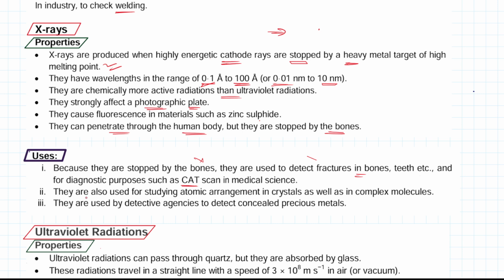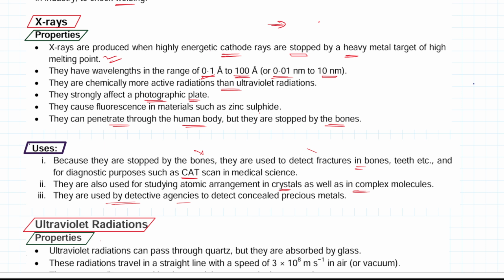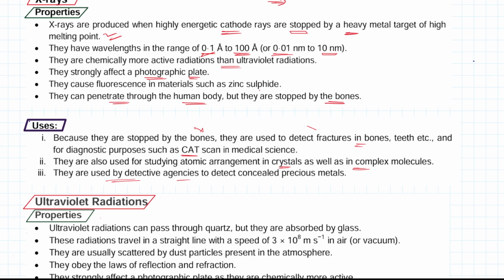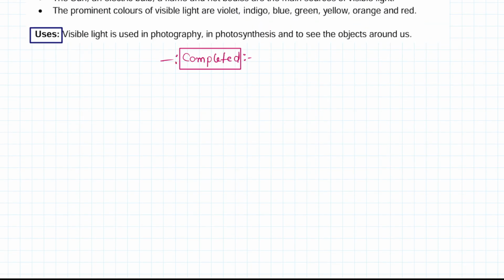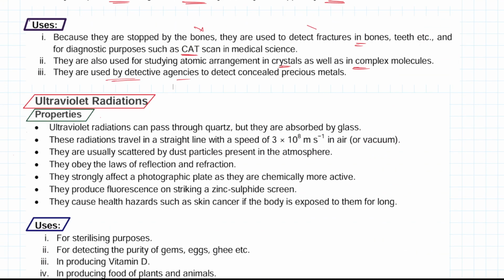They are also used for studying atomic arrangement in crystals as well as in complex molecules. They are used by detective agencies to detect consolidated precious metals also. Metals with a high melting point cannot be penetrated by ordinary means, so we use X-rays here.